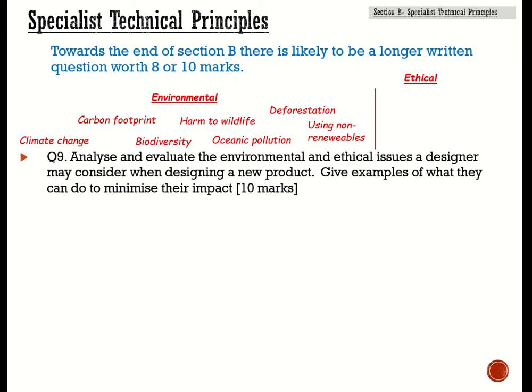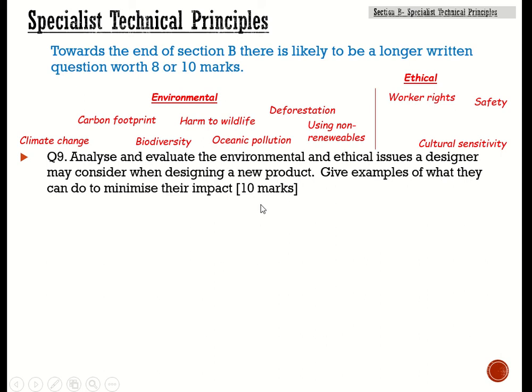Ethical issues. Ethics is basically impacts on people and society. So I might think of worker rights, safety of products, safety of people. And I might think of cultural impacts, cultural sensitivity. Right, so there's enough issues certainly to discuss in my little essay. The second part of the question, notice, is give examples of what you can do to minimize impacts.